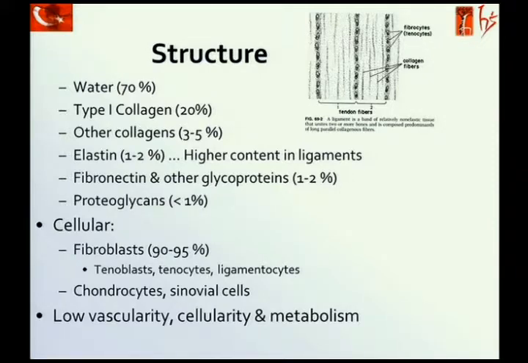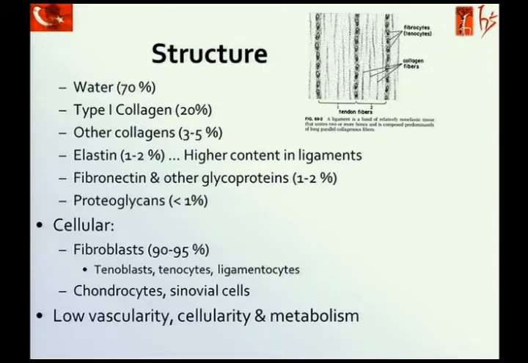then other collagen, type 2, is about 3 to 5%. Elastin is important, but higher in ligaments, about 6 or 7%. Fibronectin, other glycoproteins, and proteoglycans. According to the cellular aspect, fibroblasts are 90 to 95%, and there are the tenoblast, tenocyte, and ligamentocyte. Tenocytes are fibroblasts in the tendon; ligamentocytes are fibrocytes in the ligament.